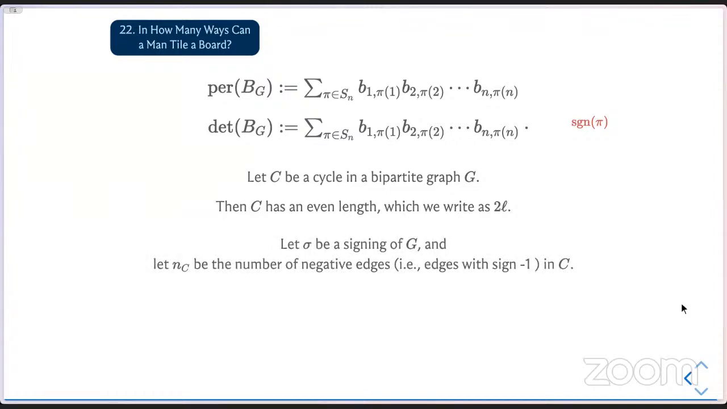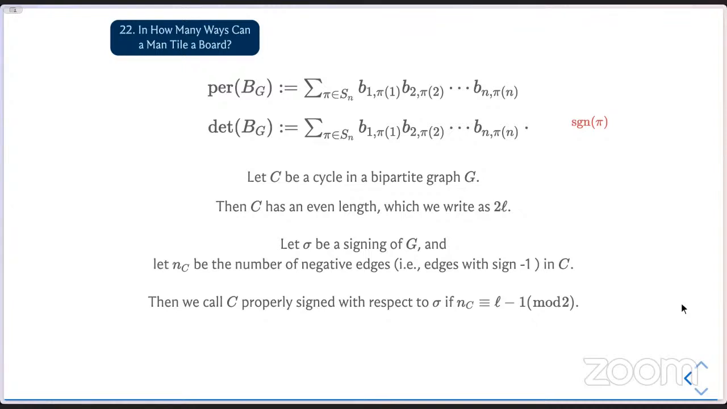Now, if I have a signing of the matrix, that also corresponds to a signing of G, because every 1 entry in the matrix corresponds to an edge in the graph G. So if I change a 1 to a -1, I think of that as a negative edge in the graph. So suppose we have a signing of either the matrix or the graph; I'm going to use that interchangeably. Basically, let's use n sub C to denote the number of negative edges on the cycle C. And we say that C has been properly signed if n_C turns out to be congruent to L-1 mod 2.